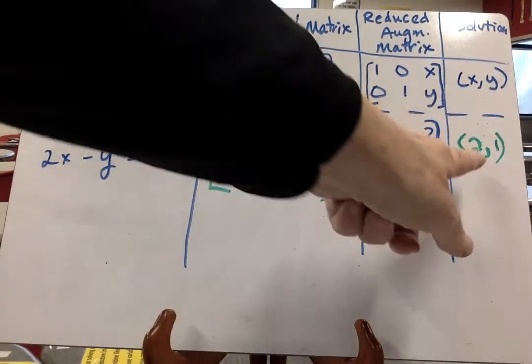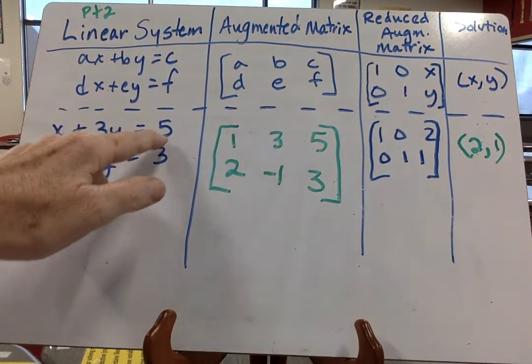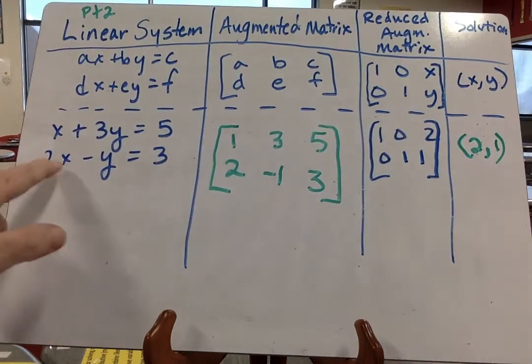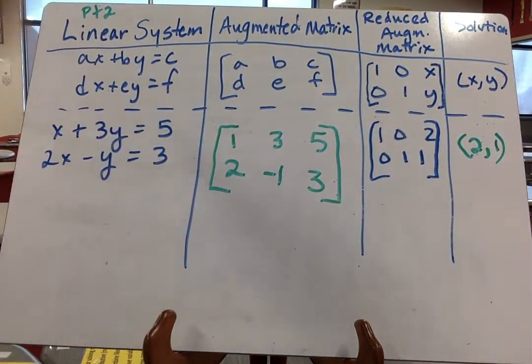And if you wanted to check that, you could say 2 plus 3 times 1 is 3. Does that equal 5? Yep. 2 times 2 is 4, minus 1, does that equal 3? Yep, it checks. So you have the right answer there.